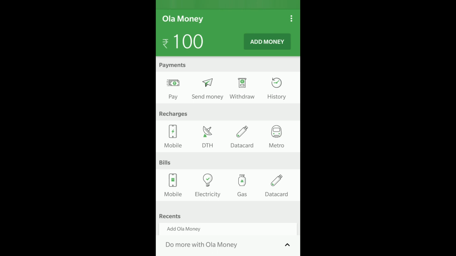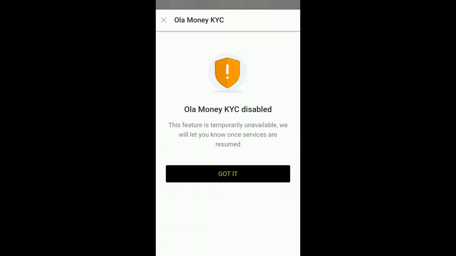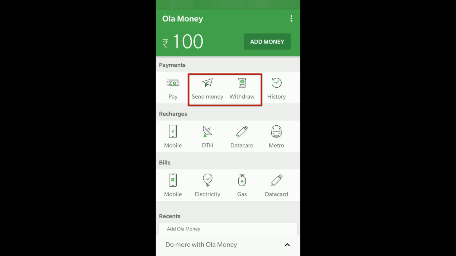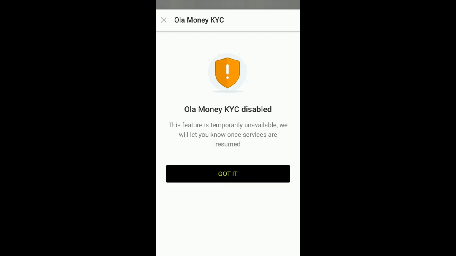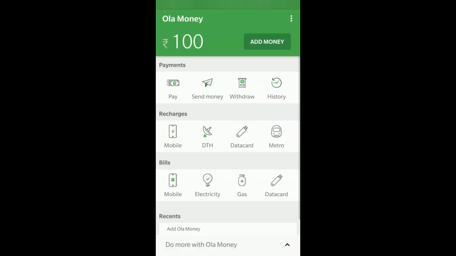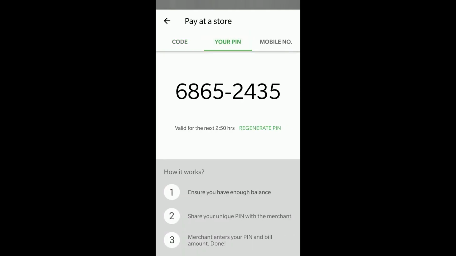Now I'm facing some issue with send money or withdraw money of OLA wallet. Otherwise we will be having the send money and withdraw money options as well. They are working on some KYC issues due to the Aadhaar requirements, but once it is done, you can withdraw the money if it is just sitting there in the OLA wallet, and you can pay people using a QR code or your PIN and mobile number.